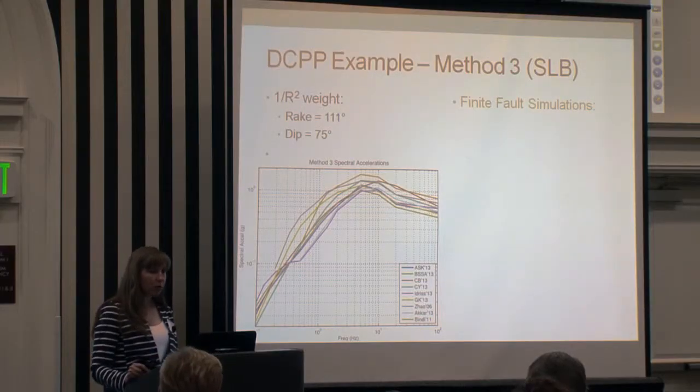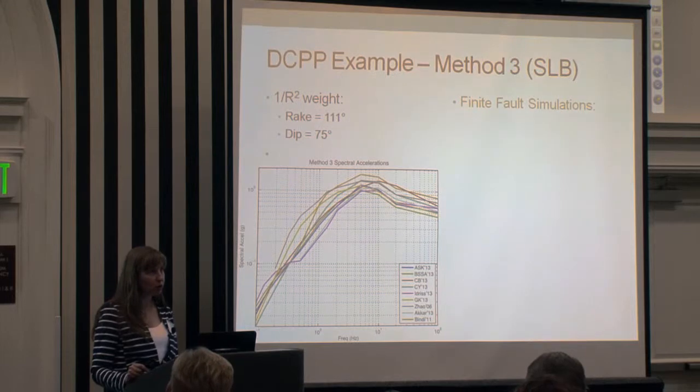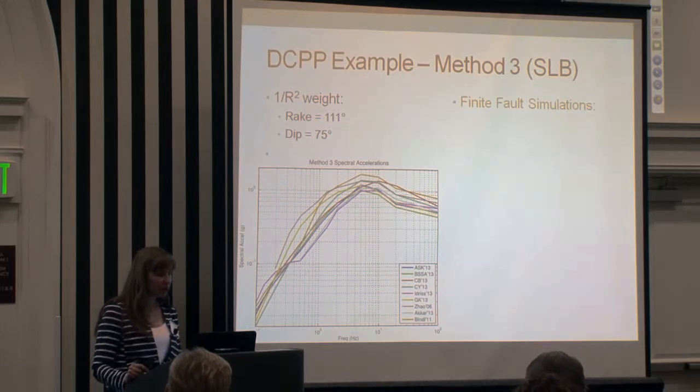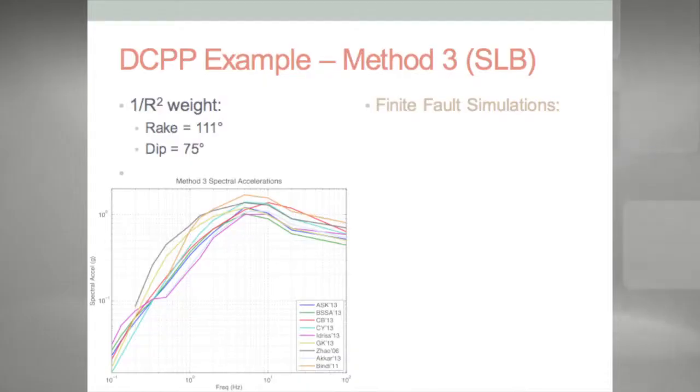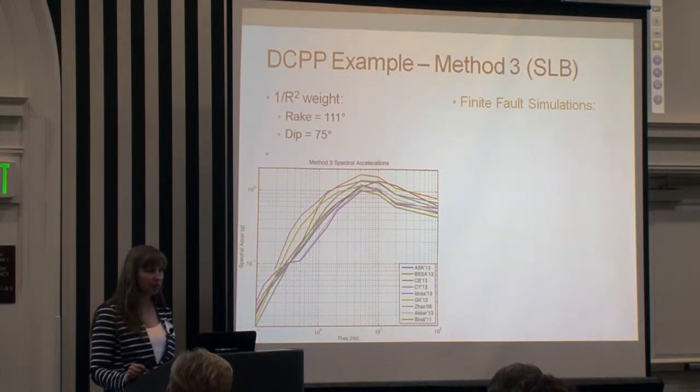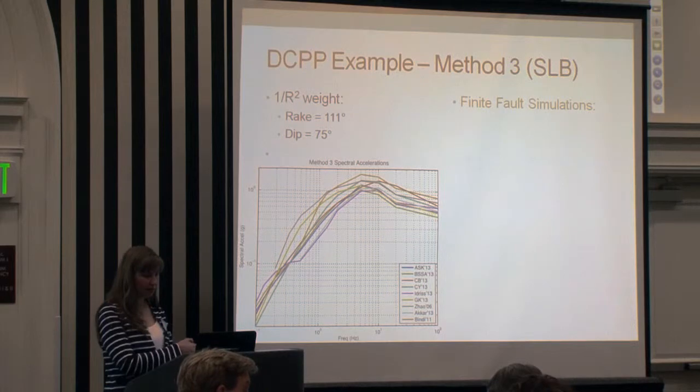For the 1 over R squared weight, I challenge you guys to say that fast. We get a rake of 111 degrees. So we're not quite oblique, we're still a little bit on the reverse side. Actually 112.5 would make it closer to oblique, but right now we're still going to model it as a reverse, but now the dip is 75. Jennifer, can you go back and forth, please?